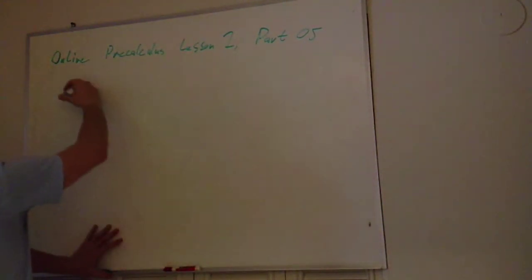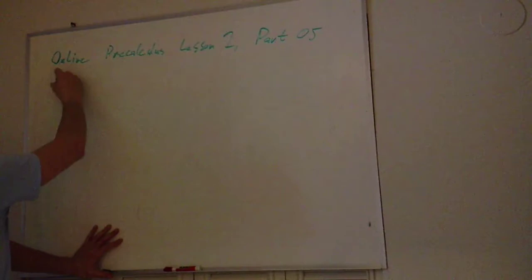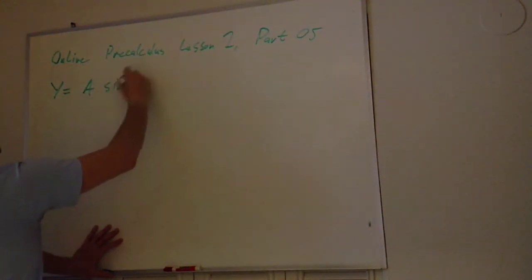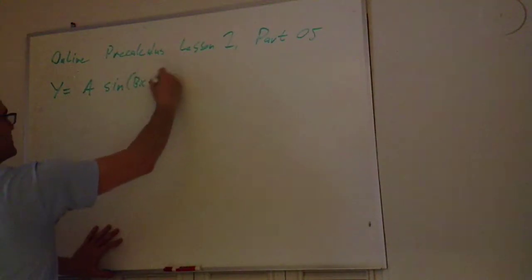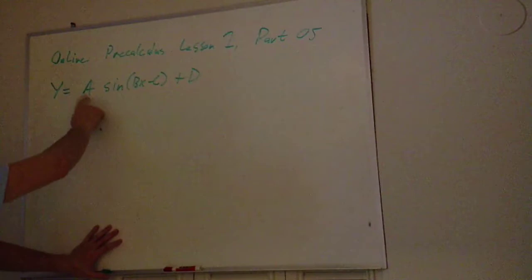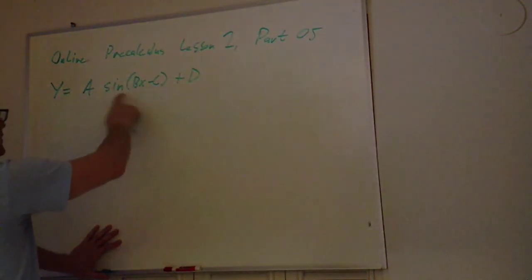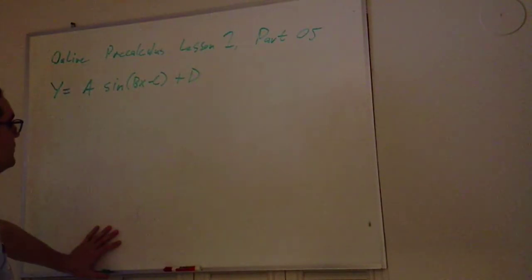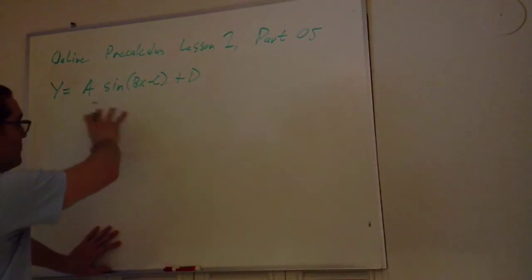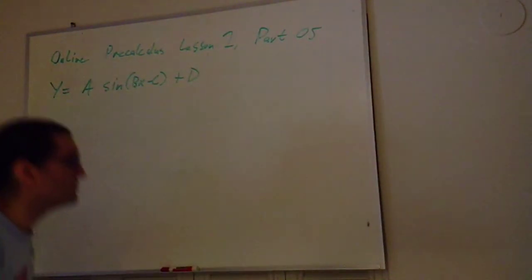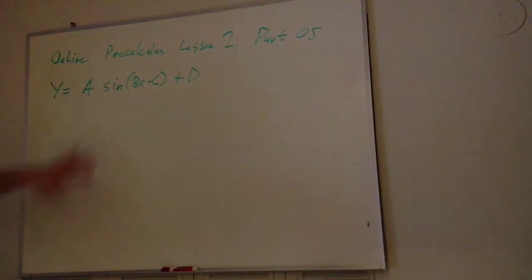What is left to us is talking very generally about y equals a sine bx minus c plus d. These are the 4 different transformations we have available to us. So I'm going to talk about what each of them does, and then how to generally graph things in a step-by-step procedure.